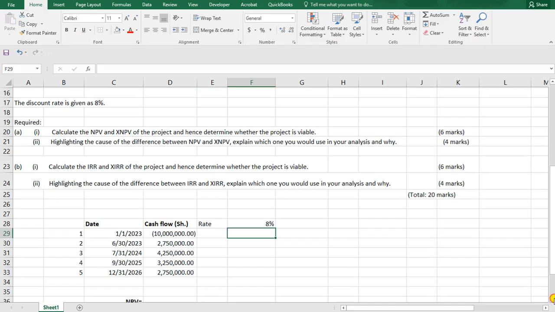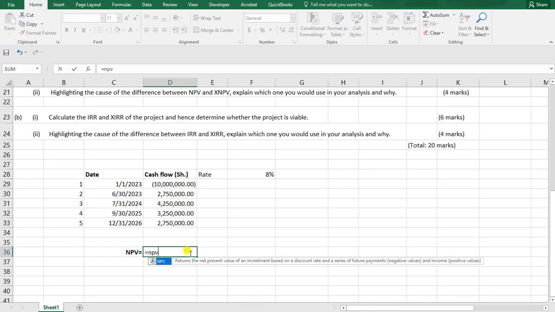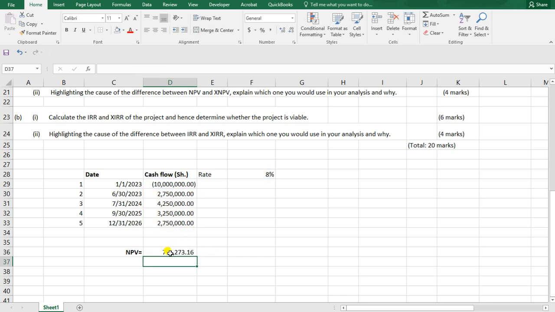So once we have that in mind, you're going to take equal sign NPV tab, my rate 8%. Our values, basically, we don't include our initial outlay. In that case, we close that one plus or minus our cash outflow, which was 10 million. So basically, confidently, I can say that our NPV is that.